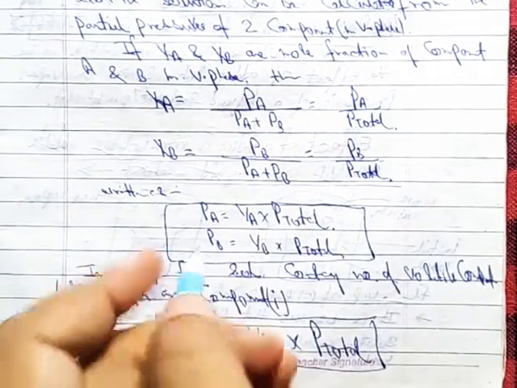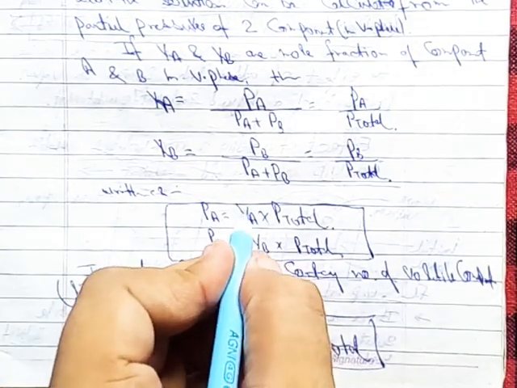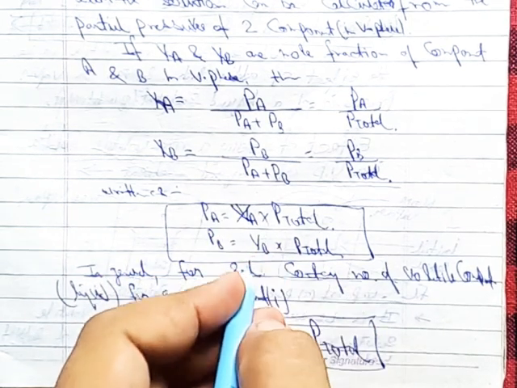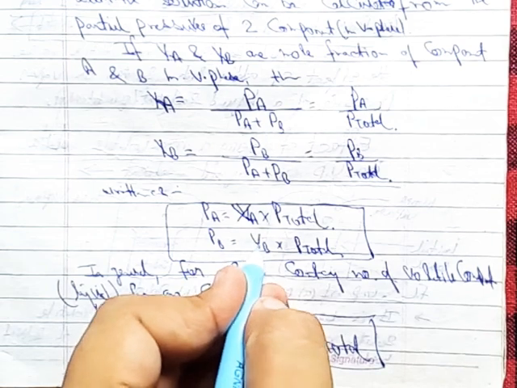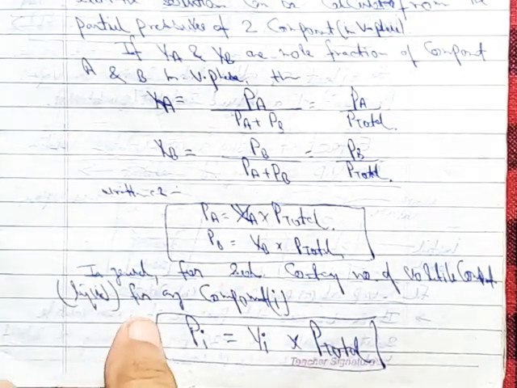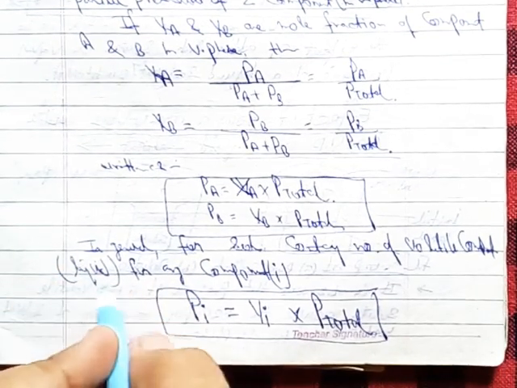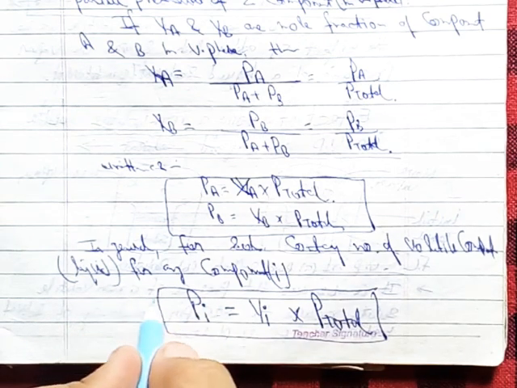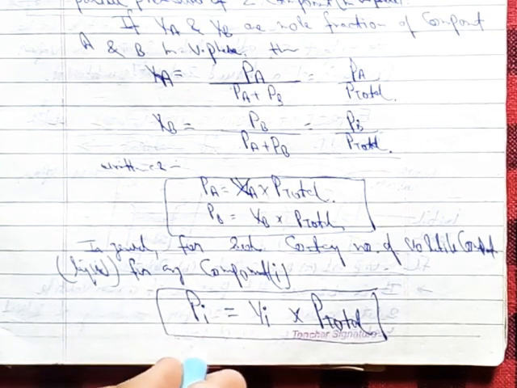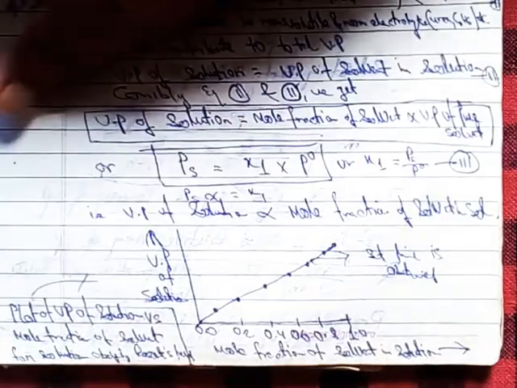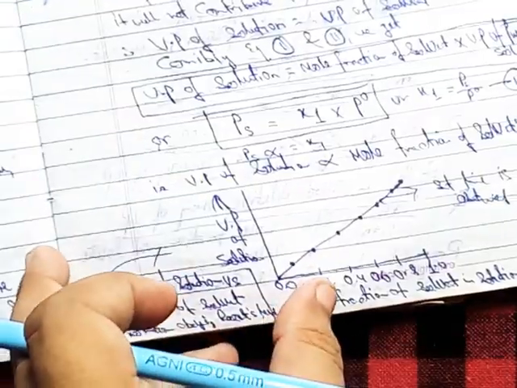So finally we have that PA is equal to what? PA is equal to XA into P total, and same way PB is equal to XB into P total. That is the final formula for Raoult's law for volatile solute. In general, for a solution containing a number of volatile components, that is liquids, we can apply the formula Pi for a component is equal to Xi into P total, same thing. So we have completed Raoult's law for volatile solute.